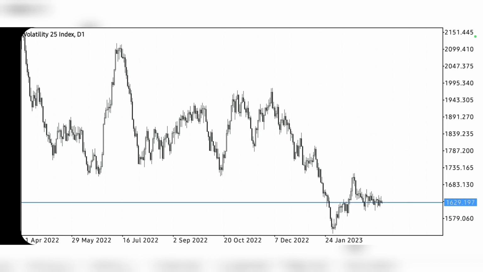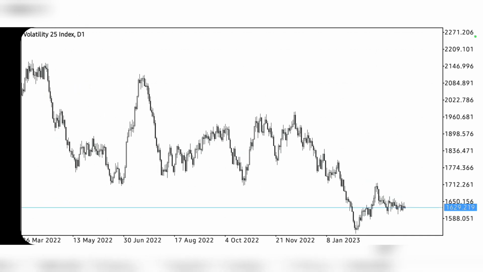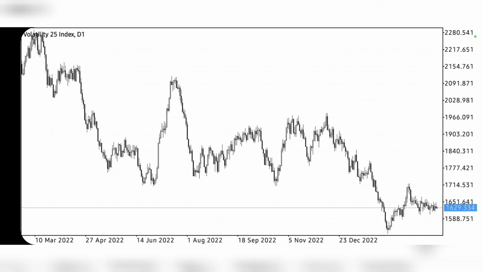So like I said, we are going to be looking at market structure. Now, what we know basically is higher highs, higher lows, lower highs, lower lows. That is just an aspect of market structure. You really need to know the in-depth. You really need to know what market structure consists of. So the higher highs, the higher lows, the lower highs, the lower lows, that is the way the market moves.